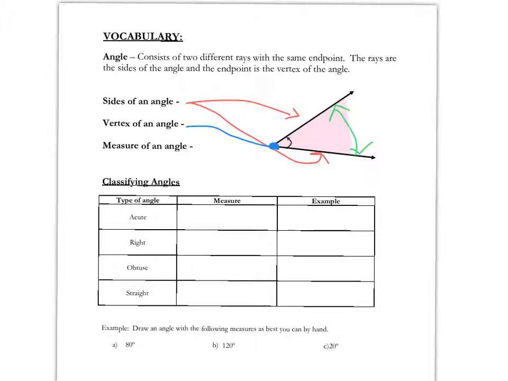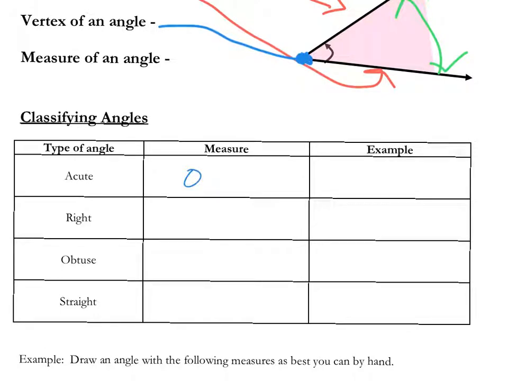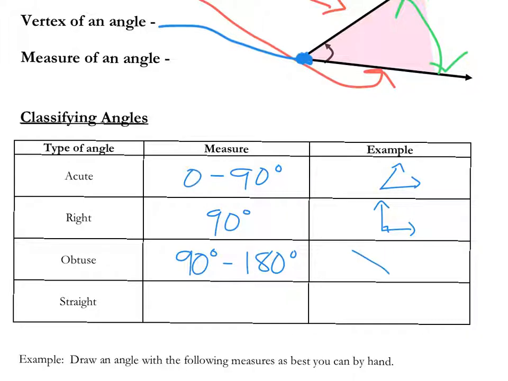We have a few different types of angles. The first one is an acute, and that's between 0 and 90 degrees. It just looks like a smaller angle. A right angle is 90 degrees. It has a little box in the corner to show that it's a right angle. Obtuse is between 90 and 180, so that is just a larger angle. And then a straight angle is 180 degrees, and that just looks like a straight line because that is 180 degrees.